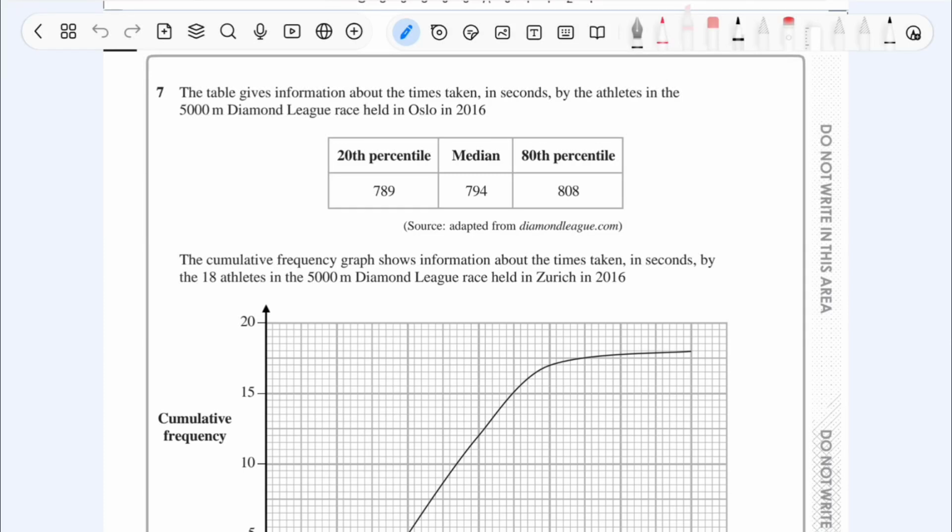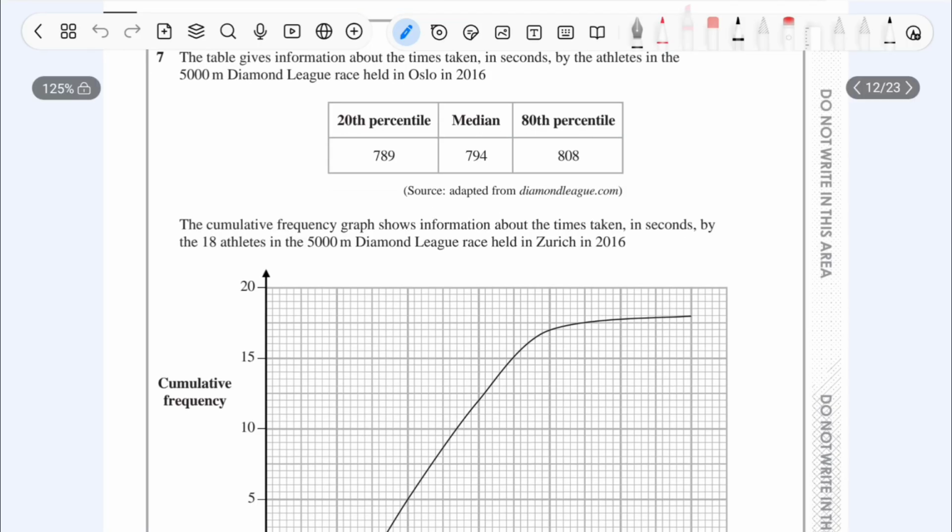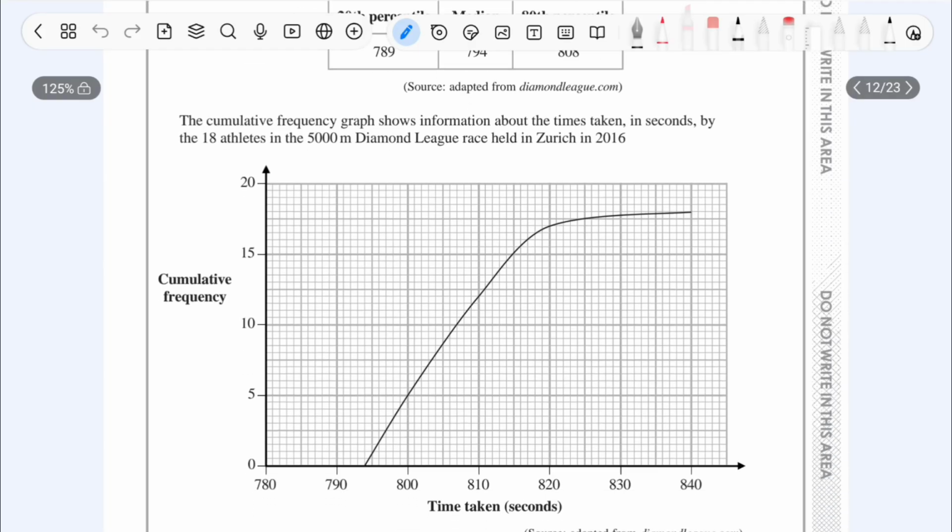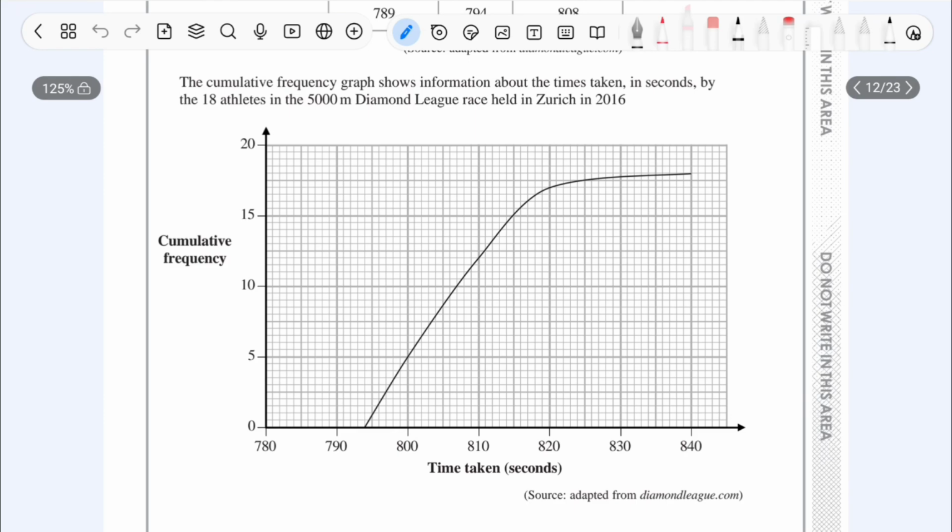For question 7, the table gives information about the times taken in seconds by the athletes in the 5,000 meter Diamond League race held in Oslo in 2016. And we're given a table with our 20th percentile, our median, and our 80th percentile. The cumulative frequency graph shows information about times taken in seconds by the 18 athletes in the 5,000 meter Diamond League race held in Zurich in 2016 as well. And then there we go, we've got our cumulative frequency diagram.